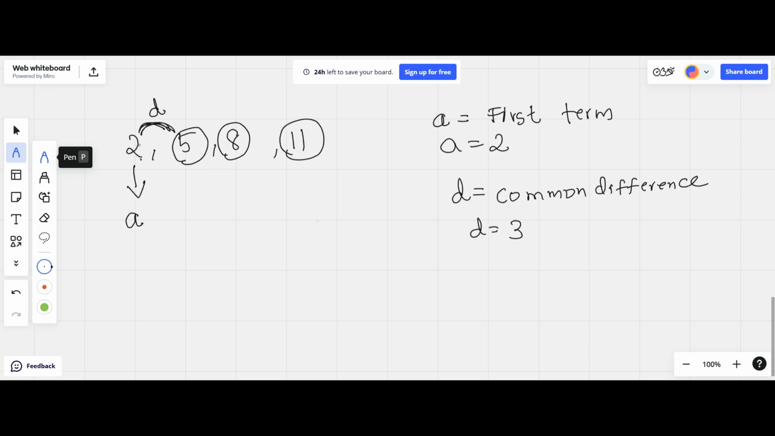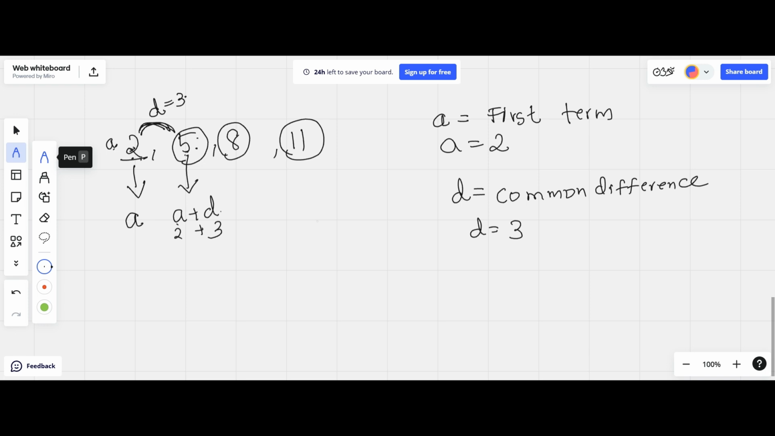So you see here, the first term we can write as a. How can you write the second term? The first term is a. So the second term, how did it come? a plus d will be the second term. How? What is a, the first term? 2, plus what is d? 3. So 2 plus 3 is 5.